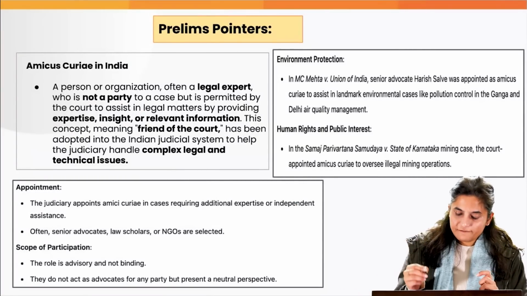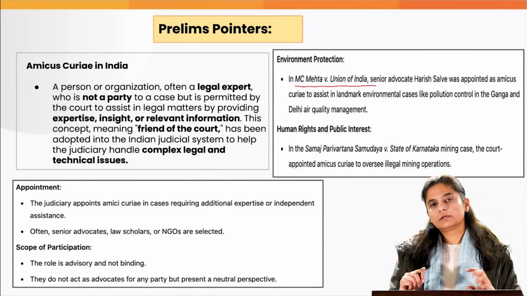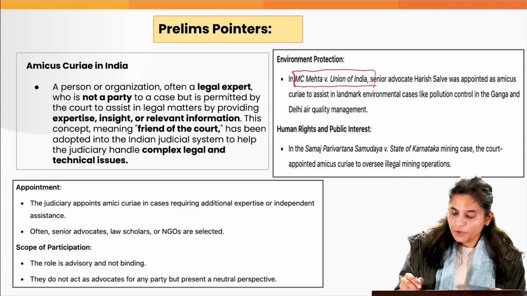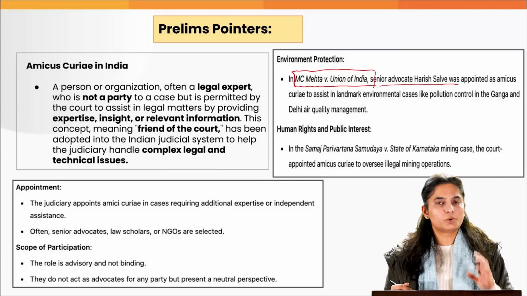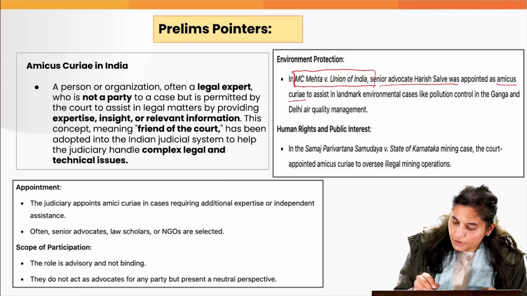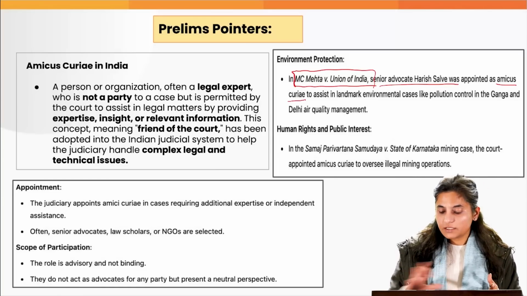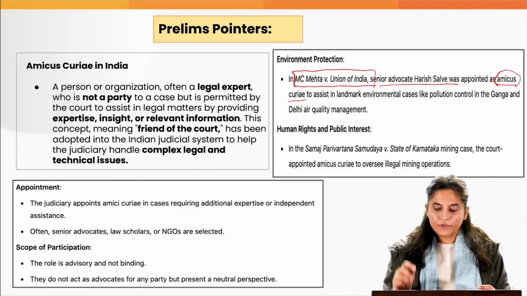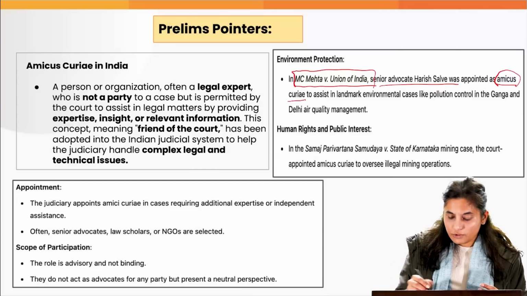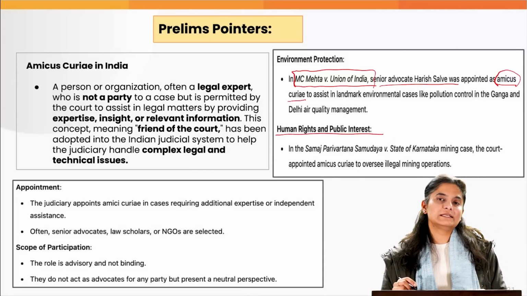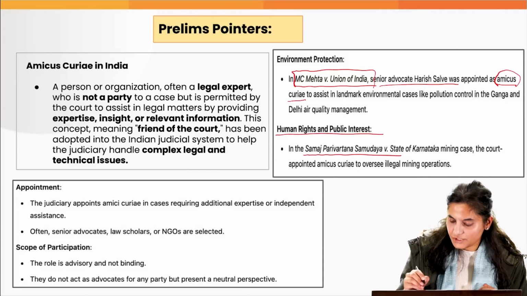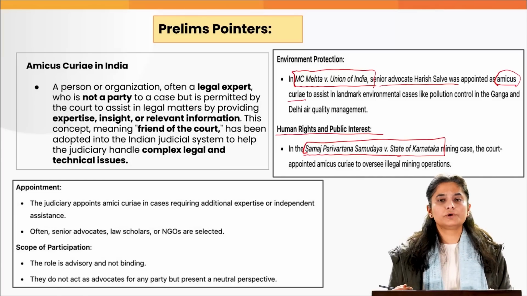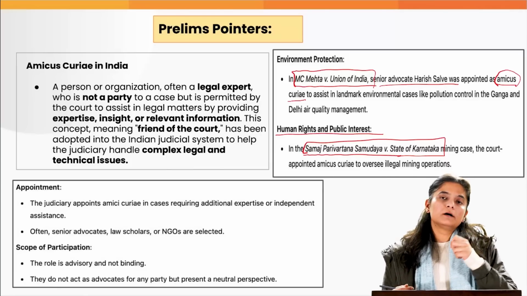In India, as you have seen in MC Mehta, just to give you what had happened in the past, there was one case, MC Mehta versus Union of India. This is a quite popular case where senior advocate Harish Salve was appointed as amicus curiae to assist in landmark environmental cases. That case is not the focus, but the point of importance is that he was appointed as amicus curiae. It also happened in another case related to human rights and public interest, known as Samaj Parivartan Samudaya versus State of Karnataka. Here the issue of illegal mining was going on, and the Supreme Court again appointed another amicus curiae.